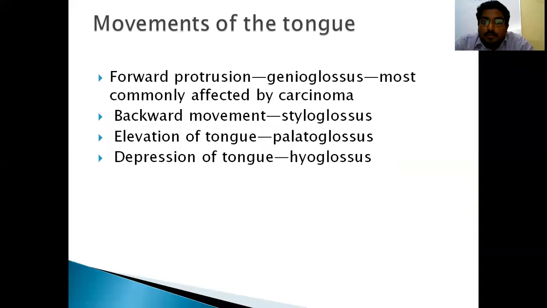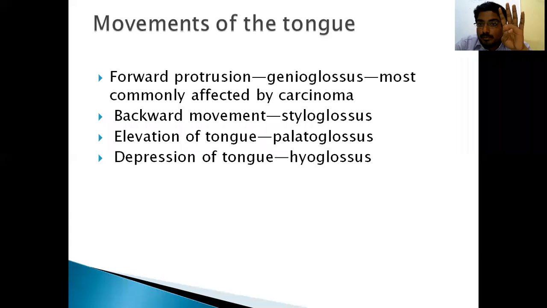Movements of the tongue: forward movement, backward movement, elevation of the tongue and depression of the tongue. Which muscle is responsible for forward movement? This is genioglossus, most commonly affected by the carcinoma. Forward protrusion is by genioglossus. Backward movement is by styloglossus. Elevation of the tongue upward is by palatoglossus, and depression of the tongue is by hyoglossus.